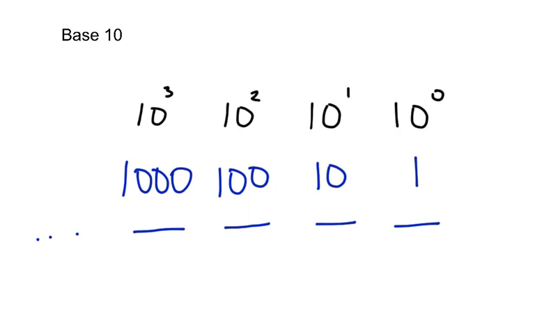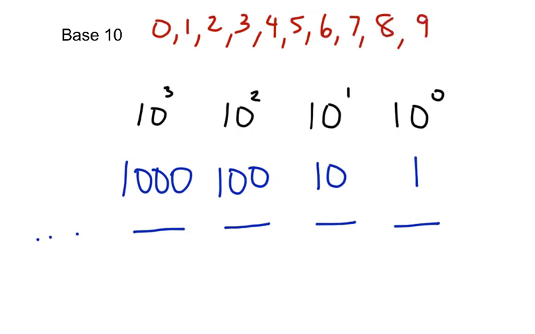Another important feature of base 10 is that we have 10 digits that we work with. We have 0, 1, 2, 3, 4, 5, 6, 7, 8, and 9. Those 10 digits are the only ones we have. We just write them in the appropriate place values to give us the number that we're looking for.